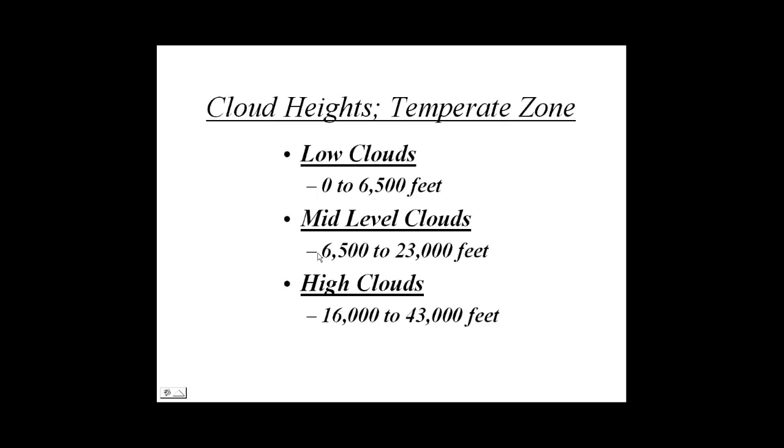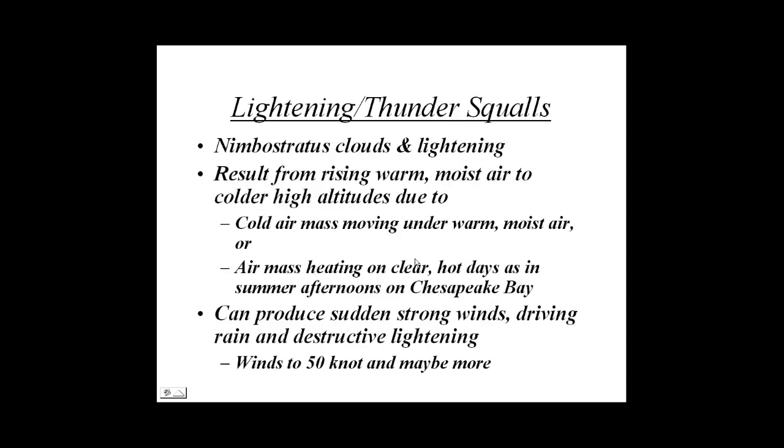Okay. Now cloud heights: low clouds are up to 6,500 feet, you see mid-level clouds, and high clouds go up to 43,000 feet. Now lightning thunder squalls, as we saw already, nimbostratus clouds and lightning that you see in the distance, these result from rising warm air to colder altitudes.